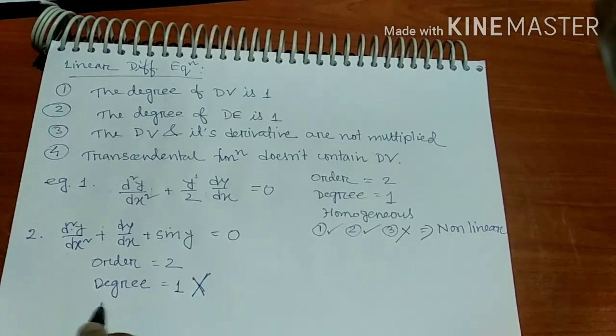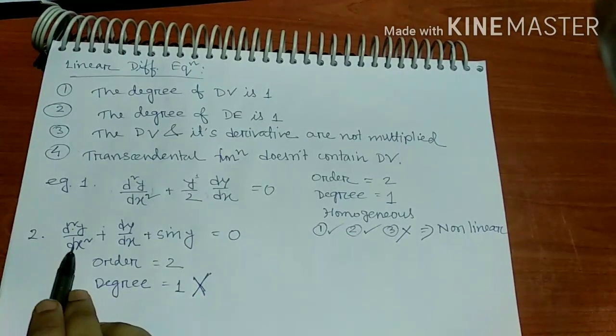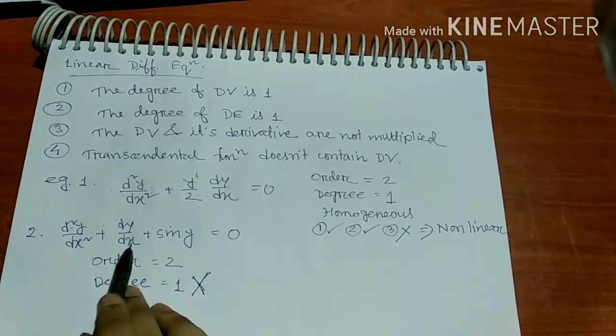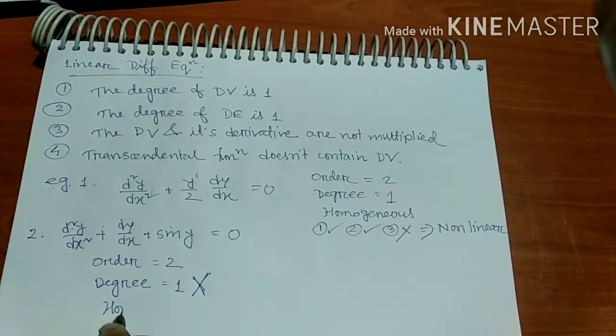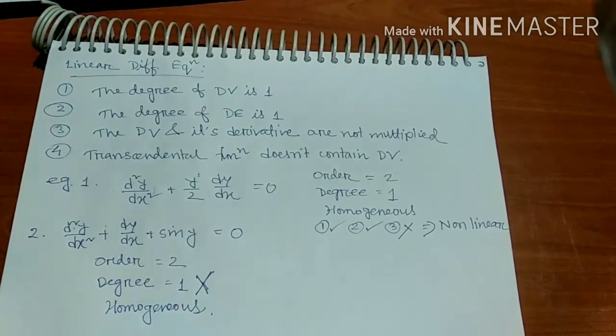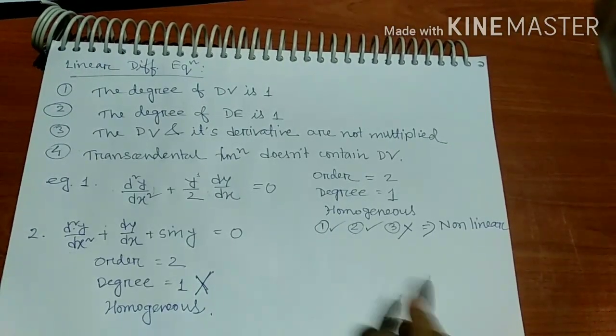Then is it homogeneous or non-homogeneous? Here you can see each term contains the dependent variable. Actually it is a function of the dependent variable, sin y. This is a derivative of the dependent variable. Again it is a derivative of the dependent variable. So it is homogeneous. Homogeneous, right? So next we have to check whether it is linear or non-linear.